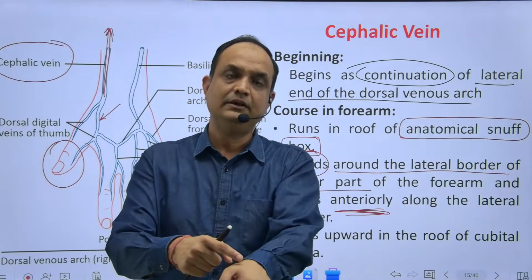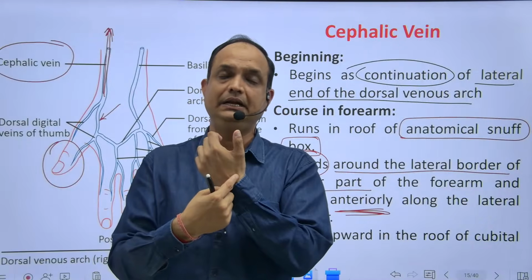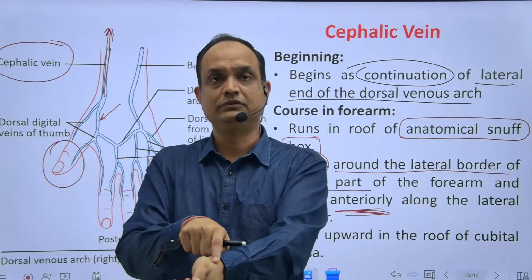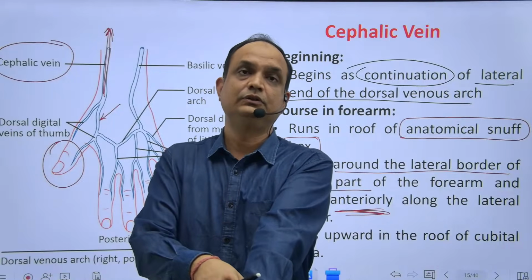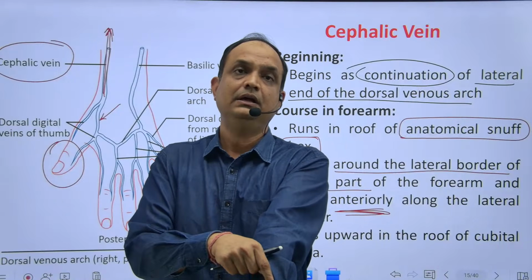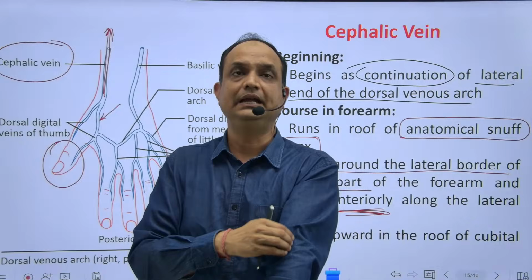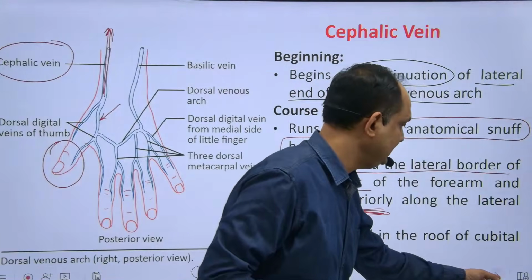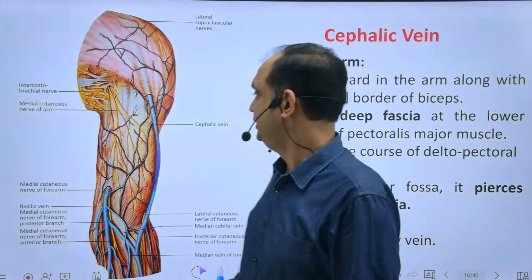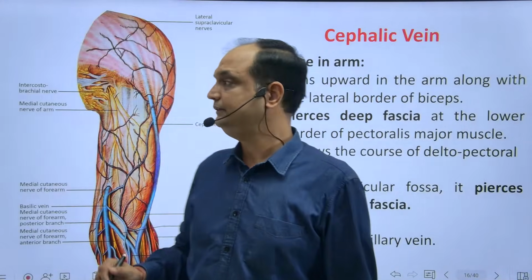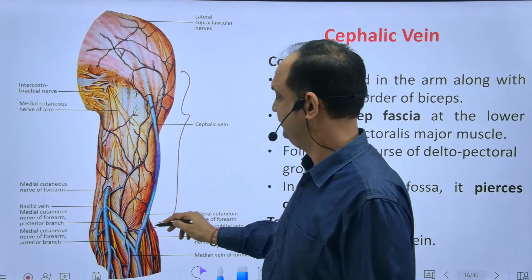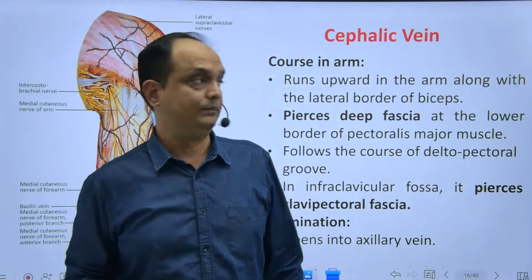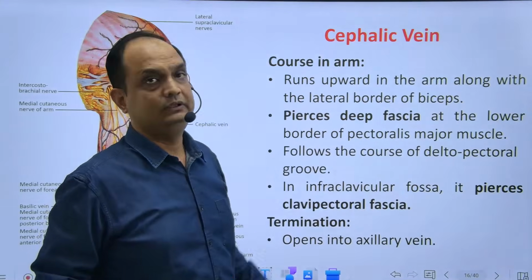So this vein, once formed at the lateral end of the dorsal venous arch, runs in the roof of the anatomical snuff box, takes a spiral course, comes onto the anterior side of the forearm, runs along the lateral border, and then finally approaches the cubital fossa, which is an area in front of your elbow joint. Now what will happen? This is your arm. What is that? Arm. So from this cubital fossa, it is going to enter into the arm. So what is the course in the arm?